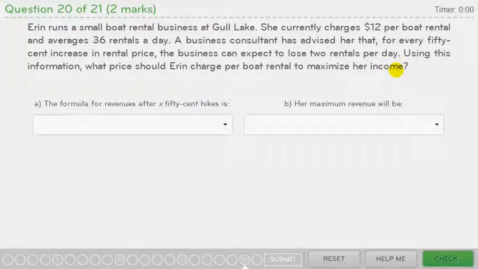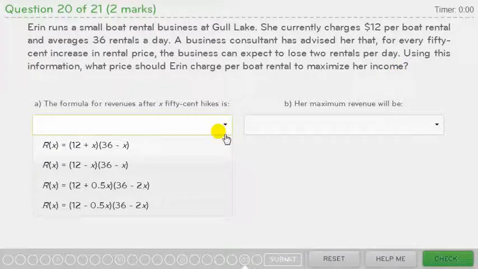First thing we need to do is determine the formula for this revenue model. Let's take a look at the options. Notice that we have a 12 starting here. This 12 indicates how much it costs to rent a boat right now. Erin's talking about increasing the price by 50 cents, so we should see 12 plus 50 cents. And the x right here represents how many increases we should make. For instance, if she wants to increase the price by $1, we would have 50 cents times 2. x would be 2 of the increases.